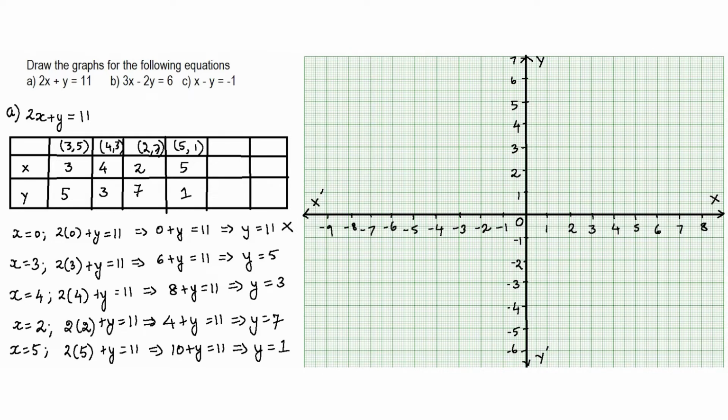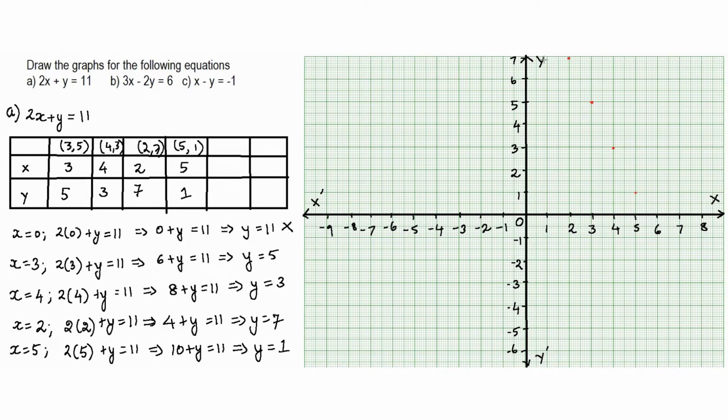Now let's go ahead and plot the graph for this particular line. We know 4 points. So 3, 5 is the first point. So let's plot 3, 5. So 3, 5, this is the first point. Then we have 4, 3. So 4, 3 is the second point. Then we have 2, 7. So 2, 7 is the third point. And 5, 1. So 5, 1 is the fourth point.